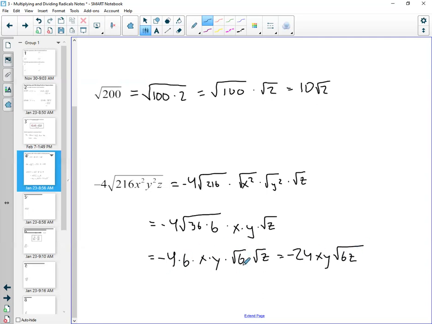So you can see I combined the numbers. Negative 4 and 6 became negative 24. The x and the y are just multiplied. I can't multiply them together, I don't know what either of them are.